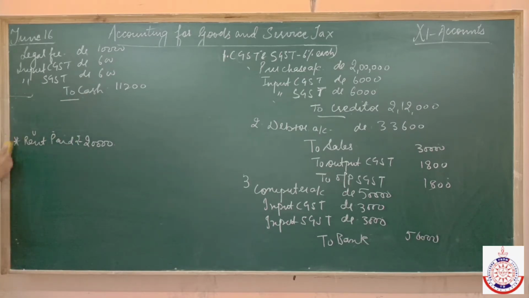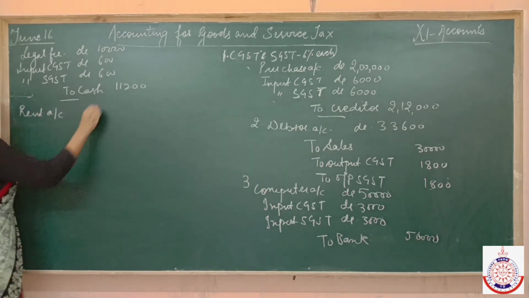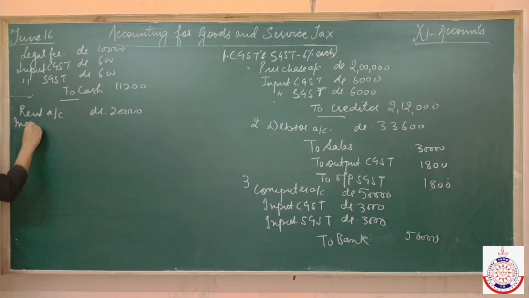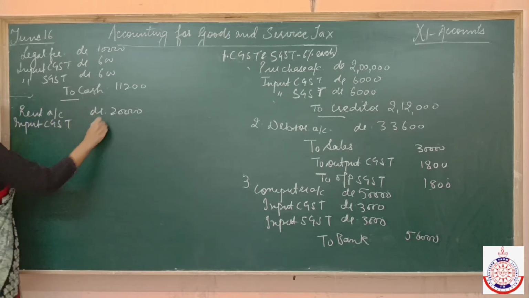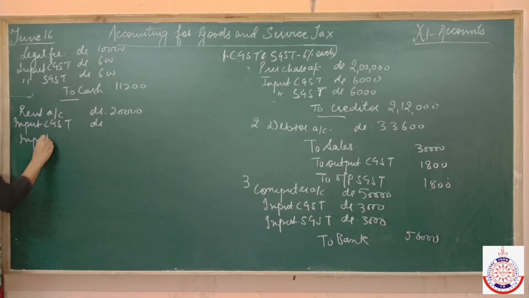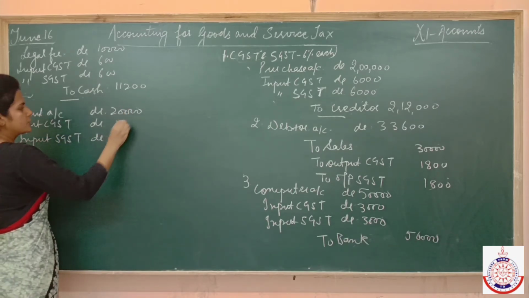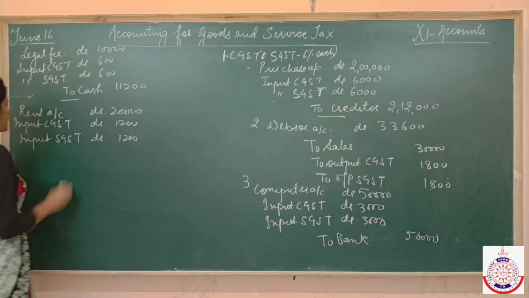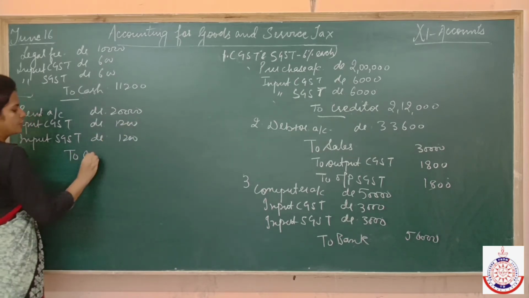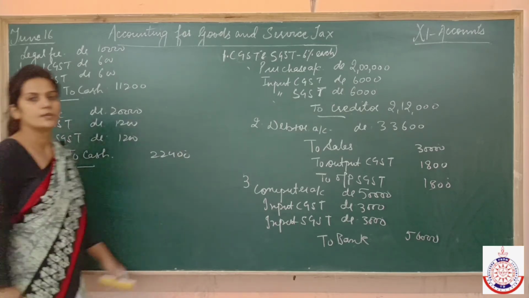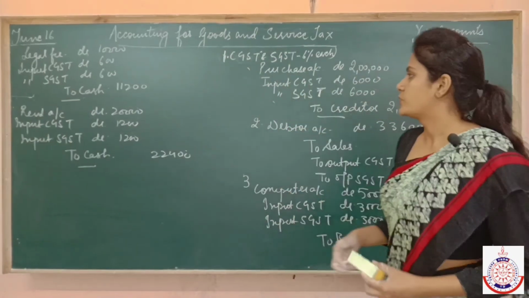Now the last is rent paid rupees 20,000. Now again we are paying the rent, it means we are incurring some expense. So rent account will be debited 20,000. Again input CGST, input SGST, 6% is again 1,200 and 1,200. So rent is paid in cash only. So write here 22,400. I hope these entries are clear to you.